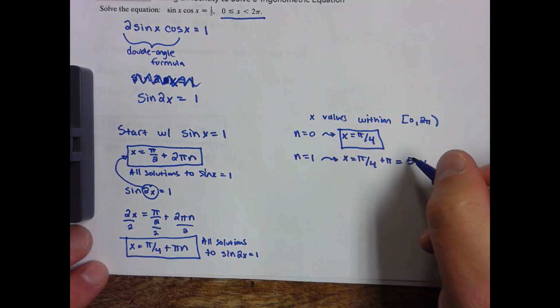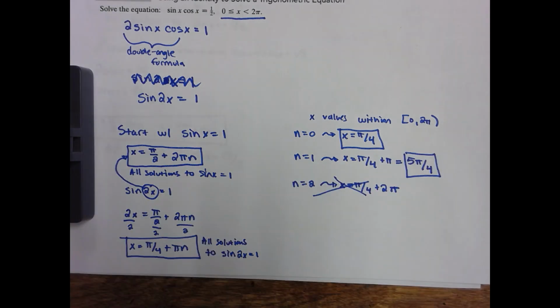And when n is 2, now I have pi over 4 plus 2 pi. And so the solutions are pi over 4 and 5 pi over 4. And that's it.